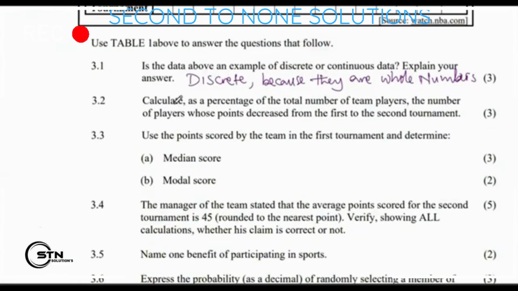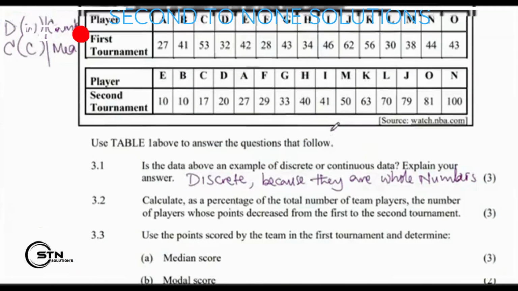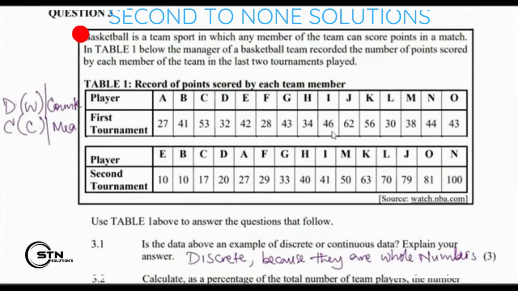3.2. Take it as a percentage of the total number of team players, the number of players whose points decreased from the first to the second. All right, now the above are arranged in alphabetical order, the players, but then below they are arranged according to the scores. If you realize it, okay, let's look at that.